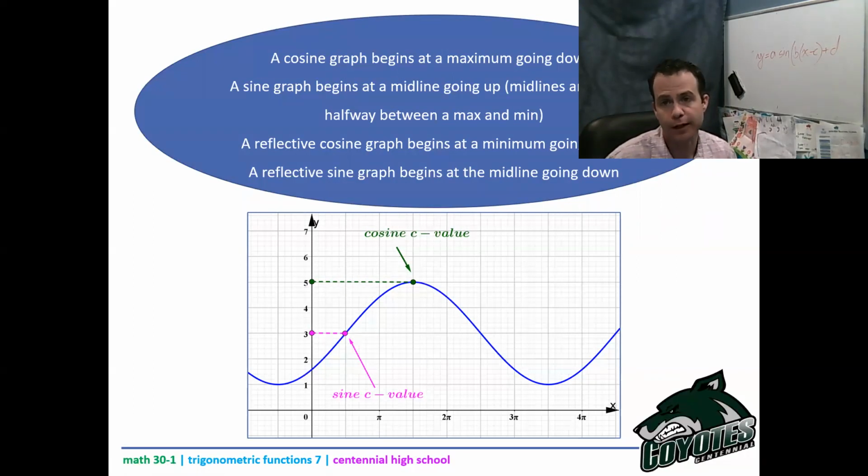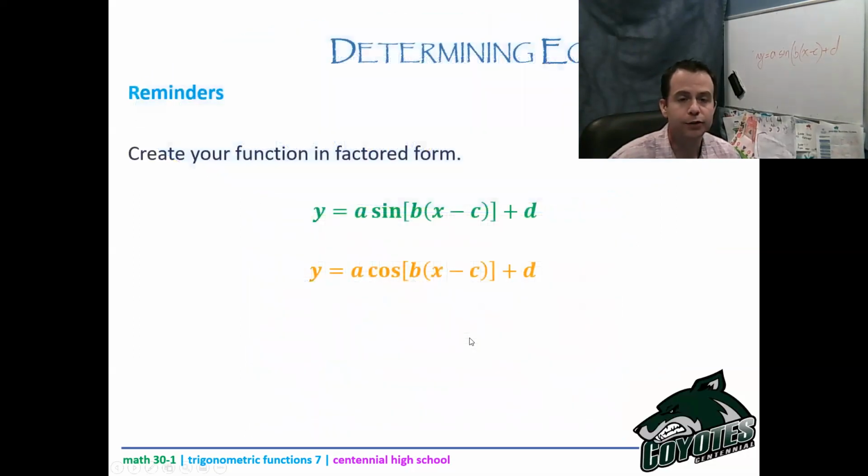Then a reflective cosine starts at the minimum, so we could start right here, minimum, and goes up. And a reflective sine graph would start at the midline going down. So here's an example of a start for a reflective sine graph. Okay, just a couple reminders before we actually get into an example.